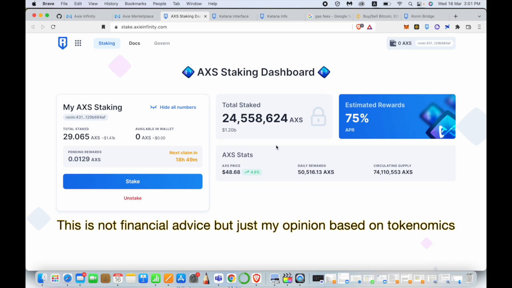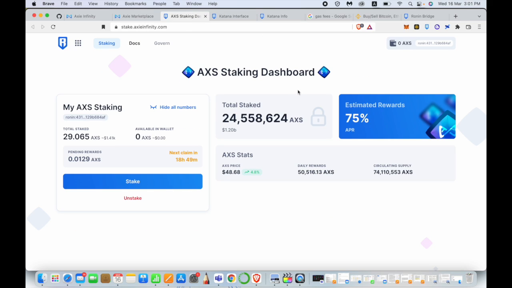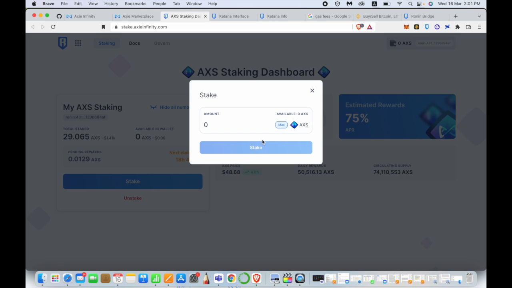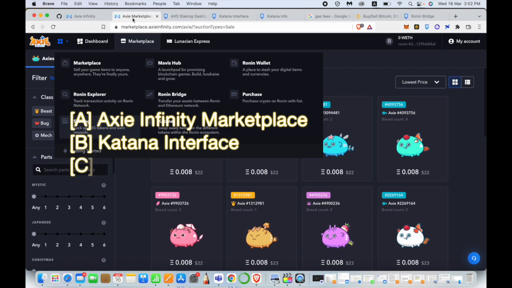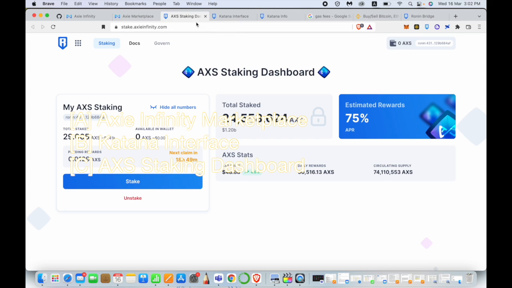In terms of the number of tokens in the open market, it is much less compared to SLP. Right, so within here, all you can do is connect your Ronin wallet, and then you'll be able to see this interface and how many tokens you can stake. If you have some AXS tokens in your wallet, you can click on stake, and then you'll be able to transfer them onto the AXS Staking Dashboard. Now the annual percentage return is 75%, which I think is pretty good, especially for a more stable kind of crypto. Right, okay, so currently these are the three websites which are on the Ronin chain.